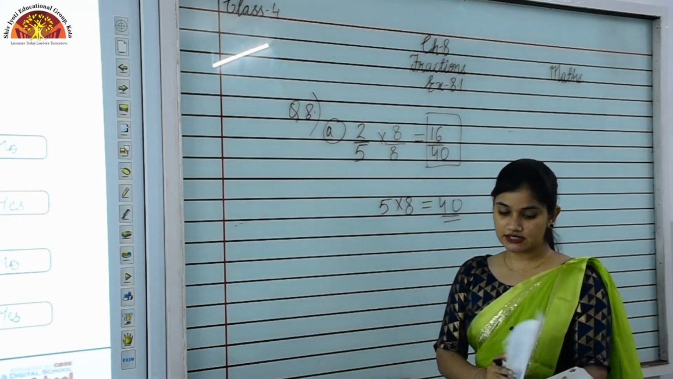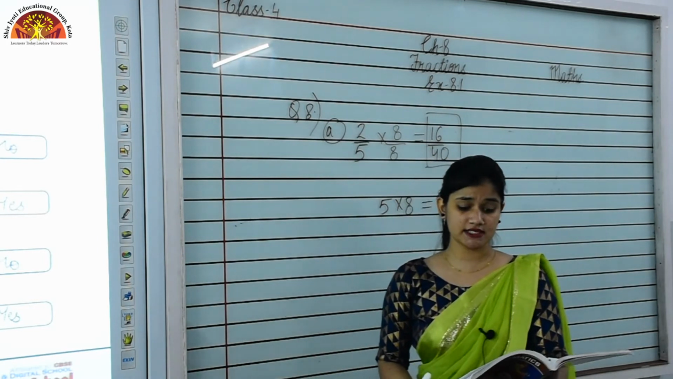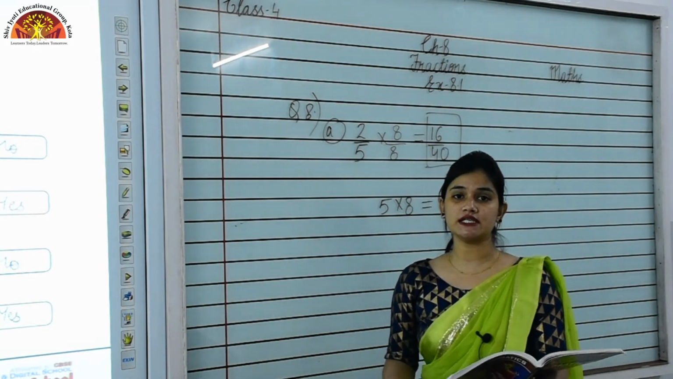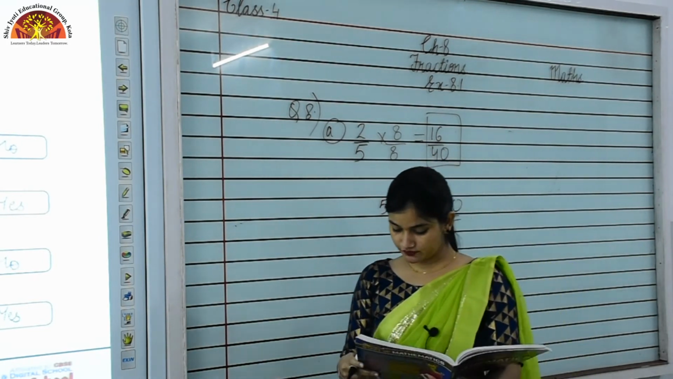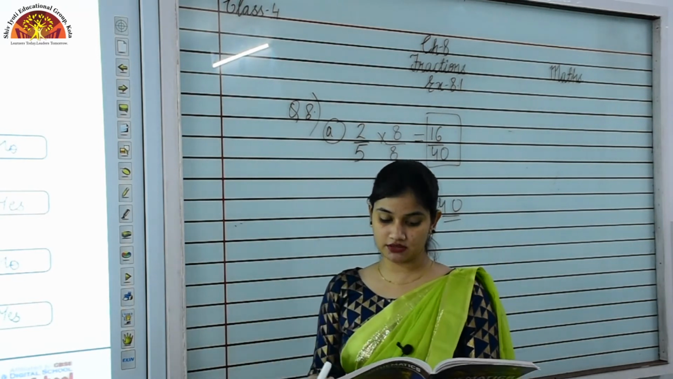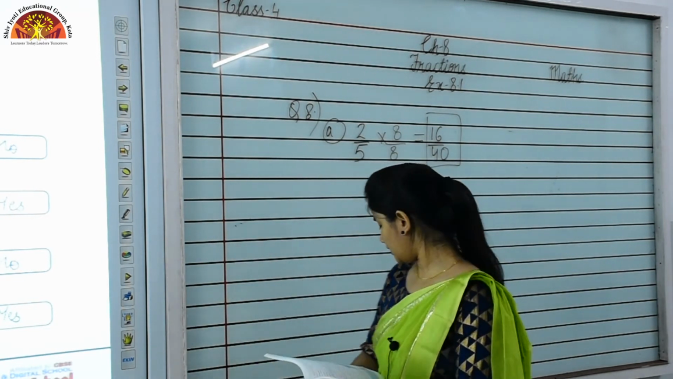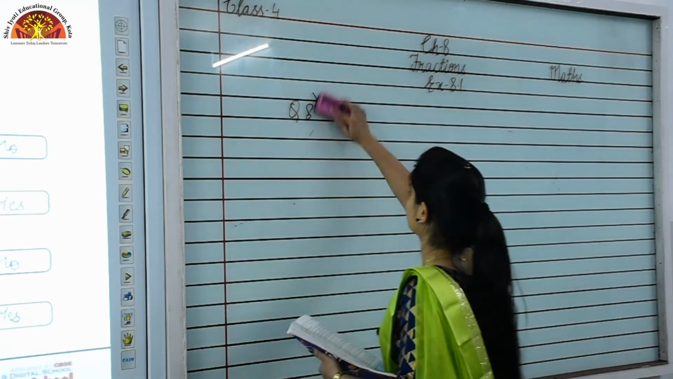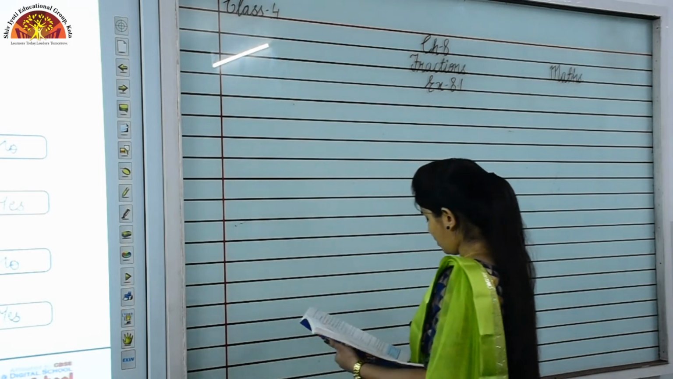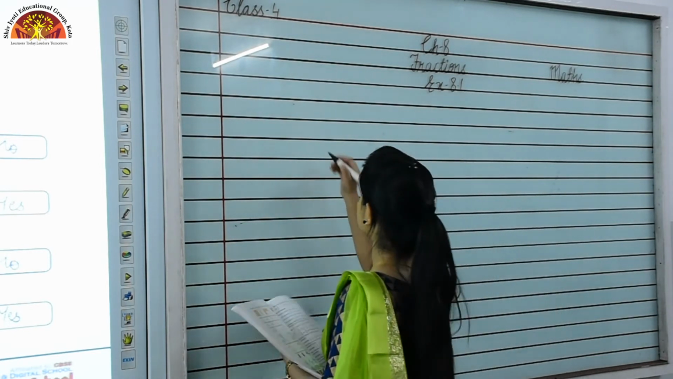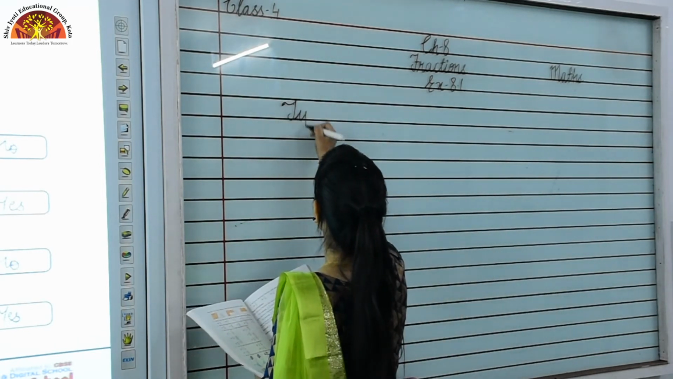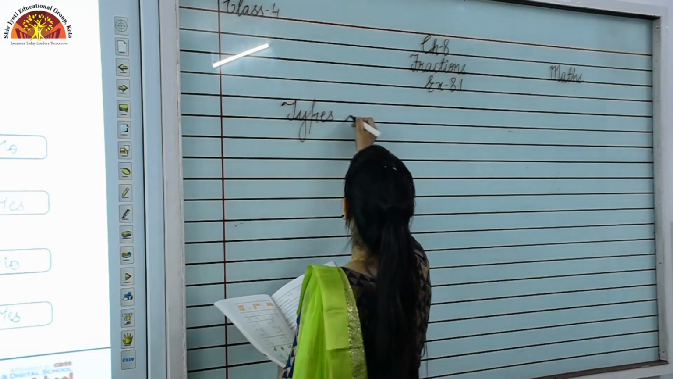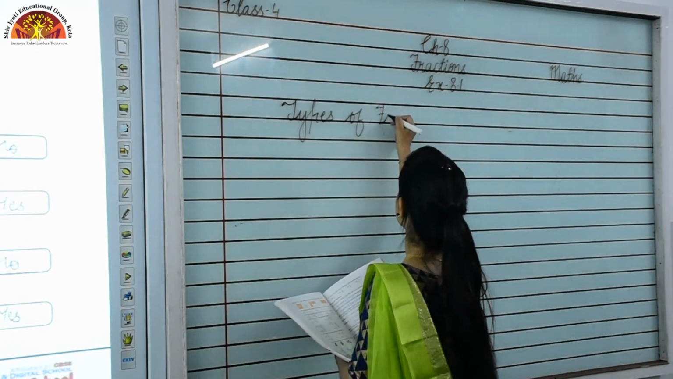Now we will start a new exercise, exercise 8.2, and before starting exercise 8.2 you have to open page number 103. Open page number 103 in your book. And now we will see types of fractions.